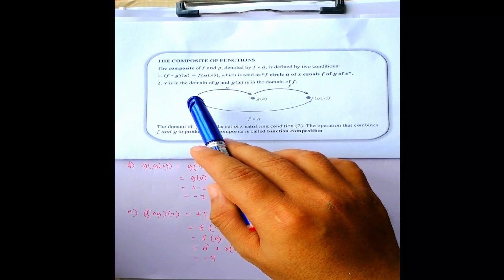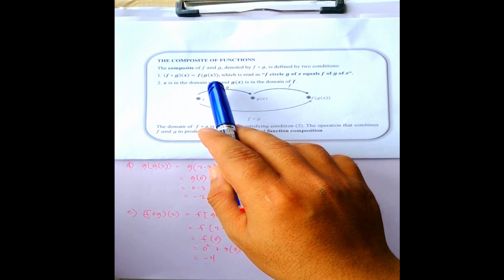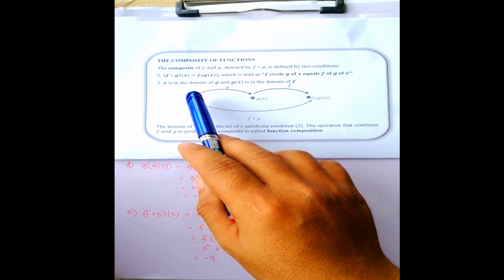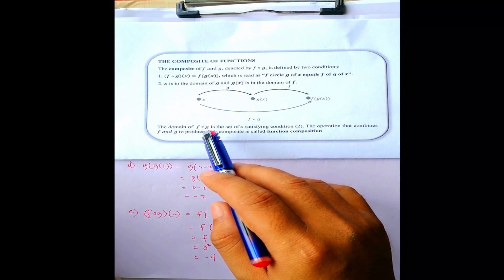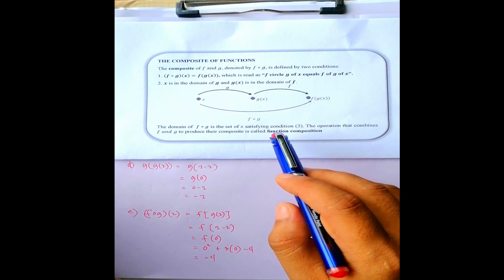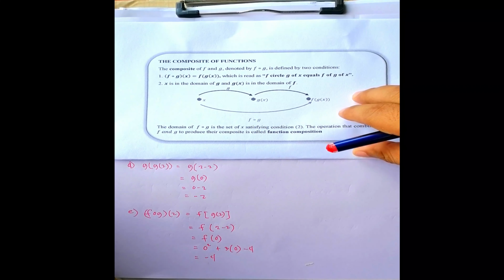The composite of f and g, denoted by f circle g, is defined by two conditions. First, f circle g of x is the same as f of g of x. Second, x is in the domain of g and g of x is in the domain of f. And the domain of f circle g is the set satisfying condition number 2, and the operation that combines the functions f and g is called function composition.